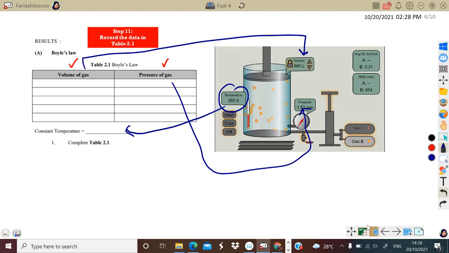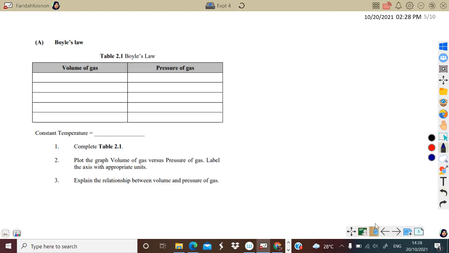Alright. So apa kita nak buat dengan reading tu nanti? Apa pelajar perlu buat dengan reading tu? Ada guideline tu dalam procedures where you have to plot the graph. Okay, plot a graph volume of gas against pressure ataupun plot the graph volume of gas versus pressure of gas. Label with the axis with appropriate unit. And you have to explain the relationship between volume and pressure of gas.